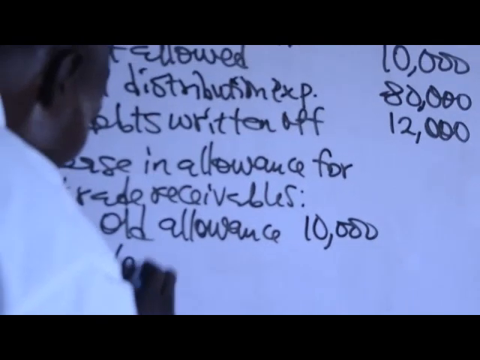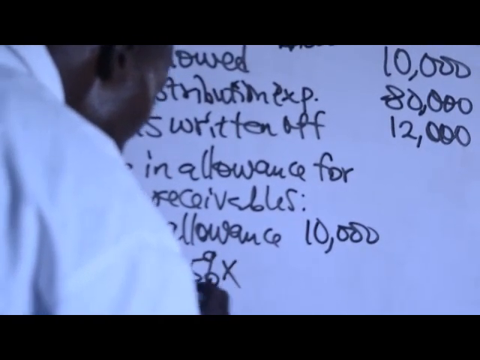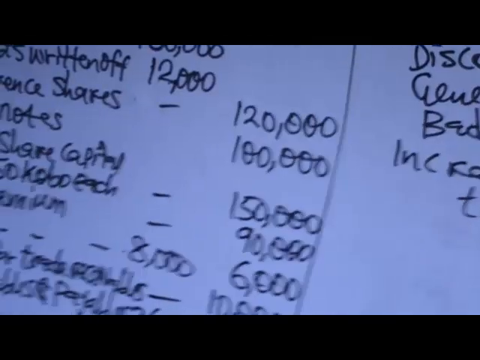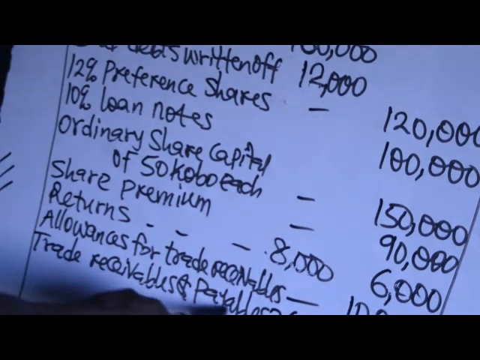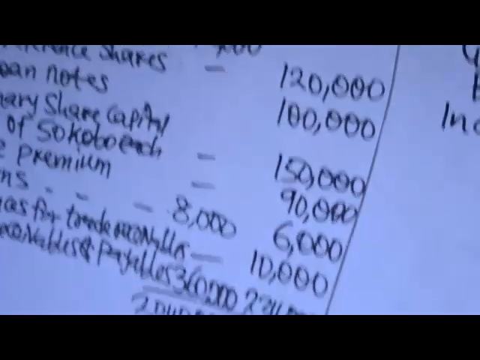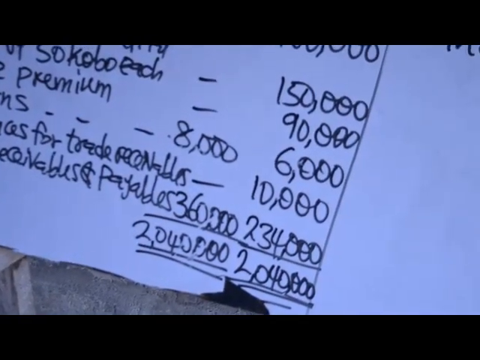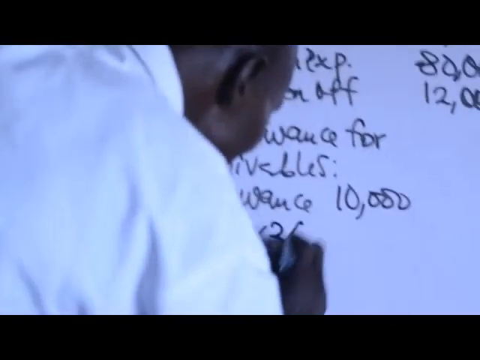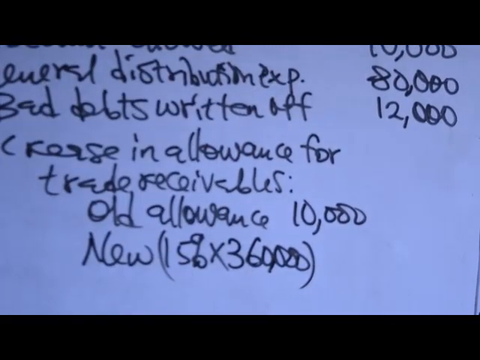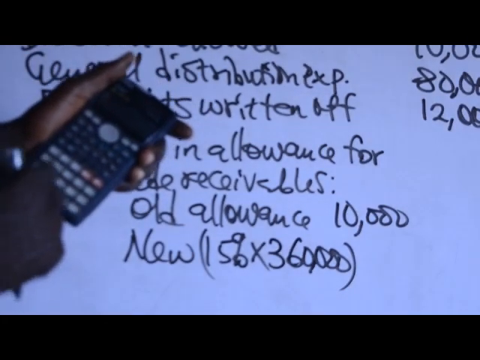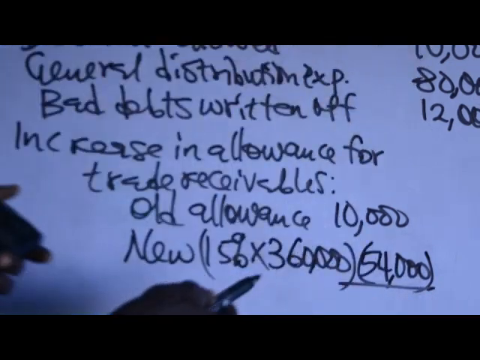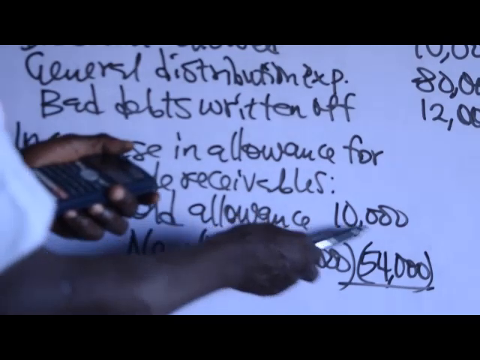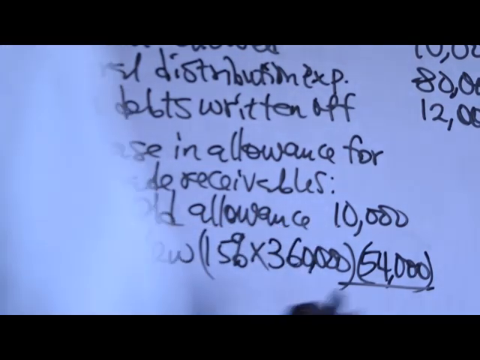Then the new allowance for trade receivables is 15% of your trade receivables balance. If you go back to your trial balance, you were given trade receivables and payables, 360,000 and 234,000 respectively. The 360,000 represents the trade receivables. So you calculate 15% of that 360,000. 360,000 times 15% gives us 54,000. That shows that the allowance for trade receivables has increased from 10,000 to 54,000. That means it has increased by 44,000.